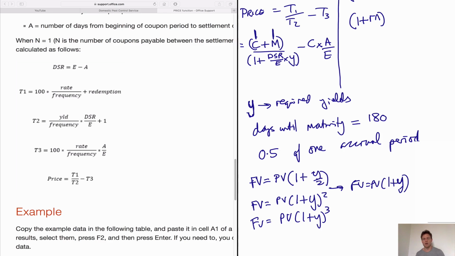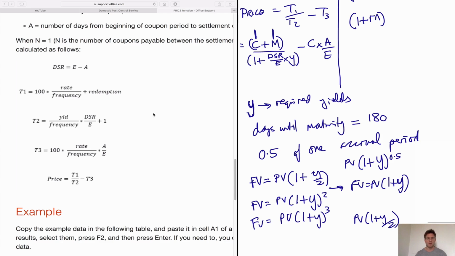But halfway through a year, you don't write PV times 1 plus Y to the power 0.5. It makes more sense to write it like PV times 1 plus Y over 2, because you've accrued half a period at the rate Y, so your accrued interest is basically half of Y.